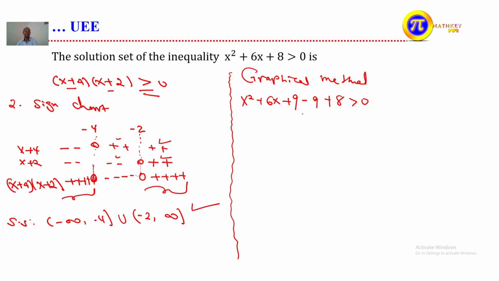Yes, it is the same number. Since we add 9, this is half of b squared, and subtract it. So we get the same result. That means x squared plus 6x plus 8. When you consider this one, it becomes x plus 3 the whole square. Here is negative 9 plus 8, that is negative 1.